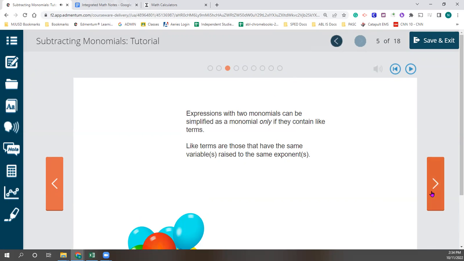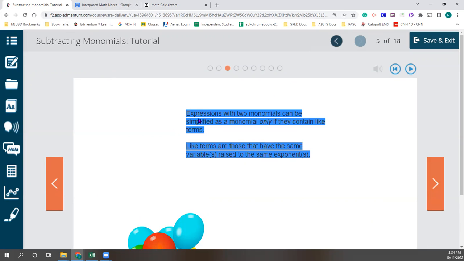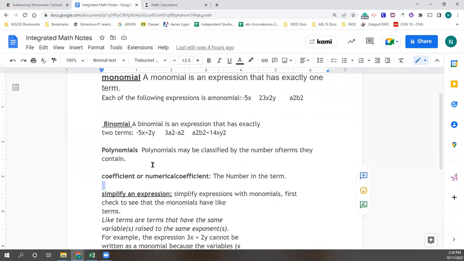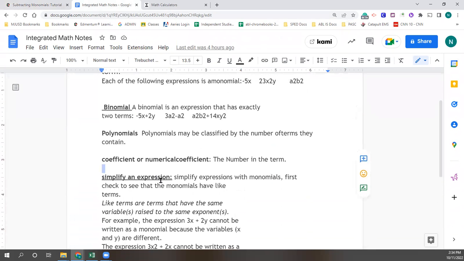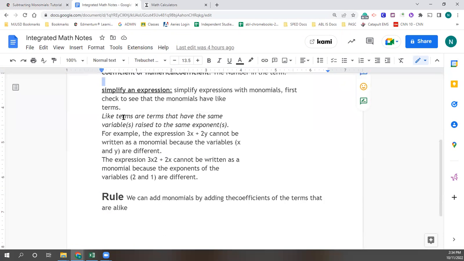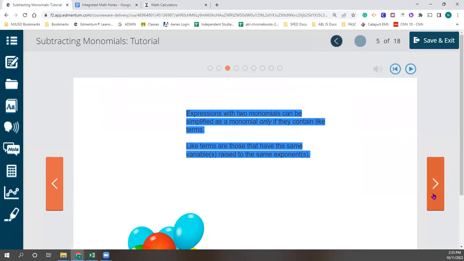I put those in my notes from the last lesson. If for some reason you didn't, or it doesn't sound familiar, copy it and put it back in those notes. Go through your notes. I said right here, like terms are terms that have the same variable raised to the same exponents. Okay, cool. I don't need to copy and paste that over. Continue.